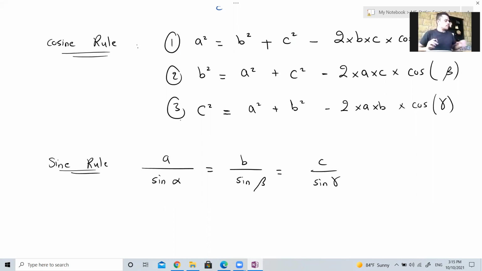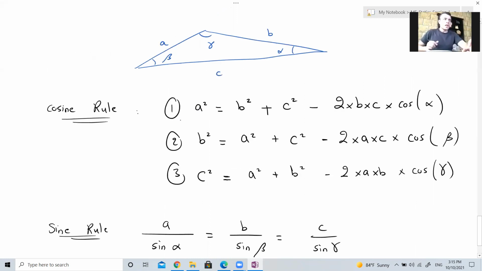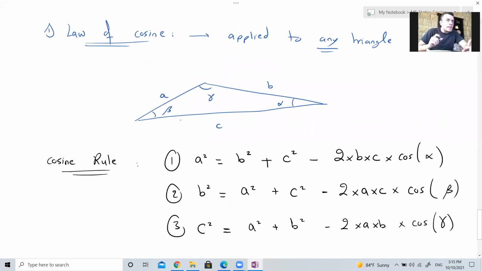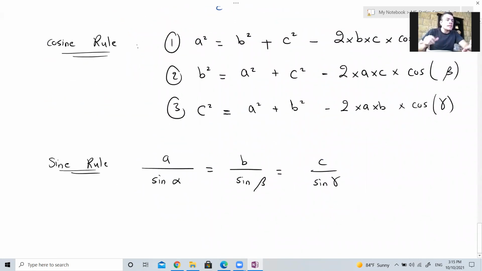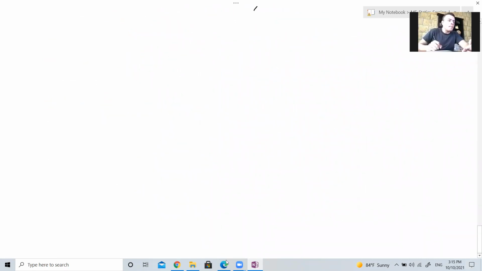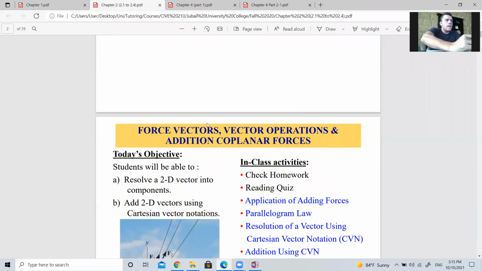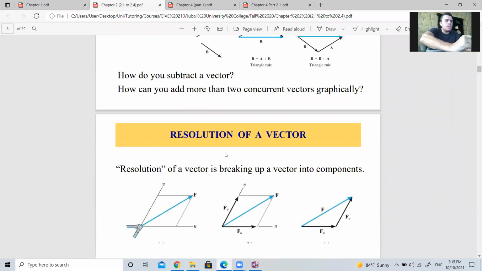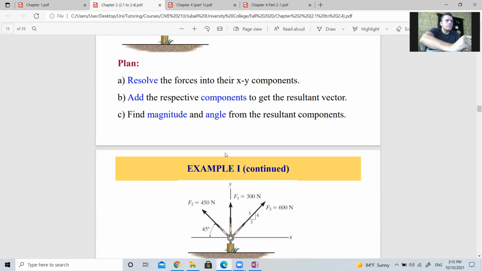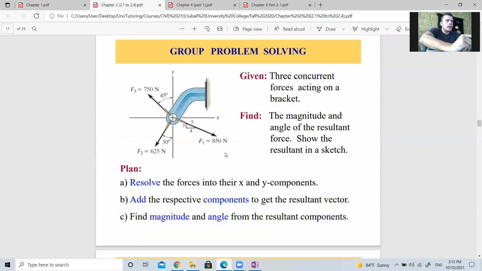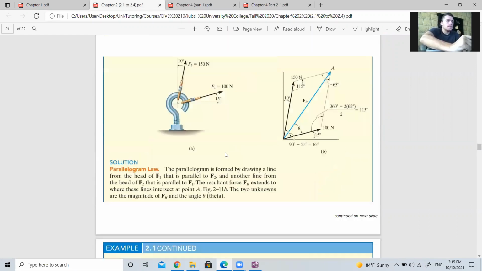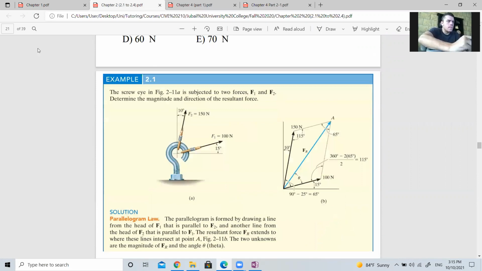Okay. You need to use these two rules in order to find the forces using the parallelogram method. Let me give you the first example. Okay, let's use this example.